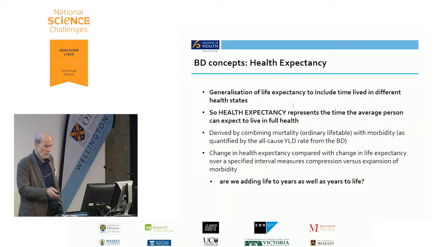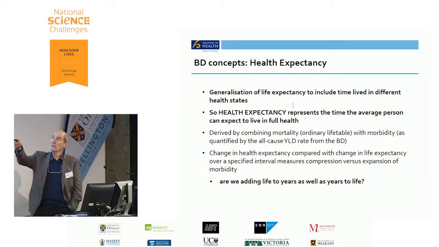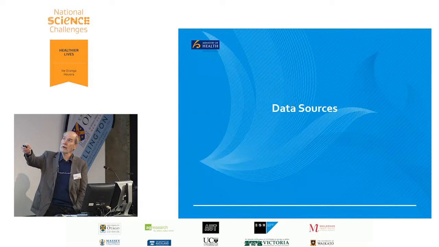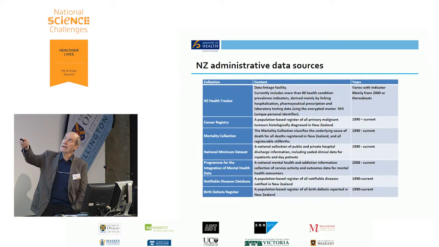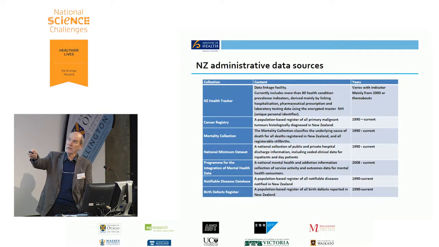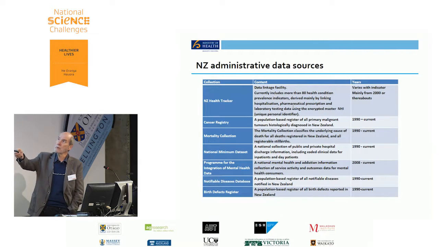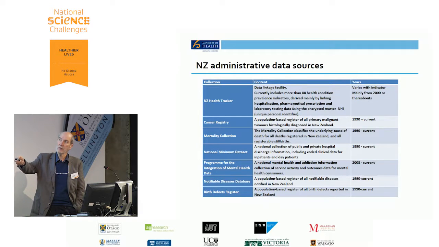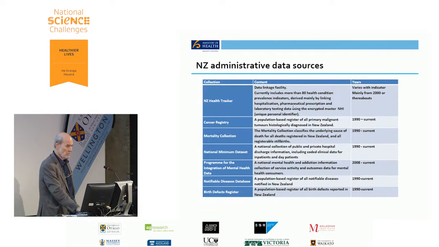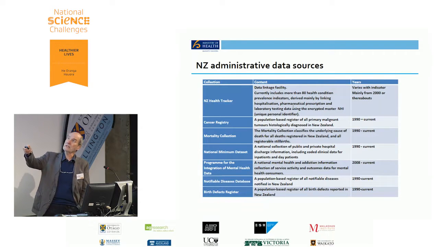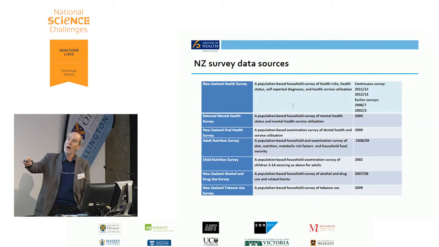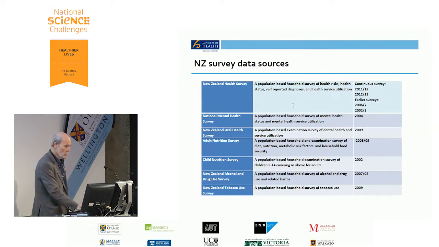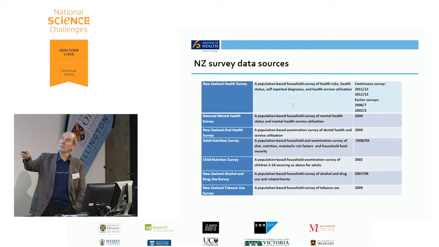These are the data sources from New Zealand, and I don't expect you to take in all of these, but there's a thing called the Health Tracker, which is a data linkage facility, and we'll hear more about that in later talks. We have a cancer registry. We have mortality collections. There's a minimum data set which comes from both public and private hospitals. There's the mental health data, there's notifiable disease data, and there's a birth defects register. And then we have survey data based on the health survey, the mental health survey, oral health, nutrition, alcohol and drug use, and tobacco use.